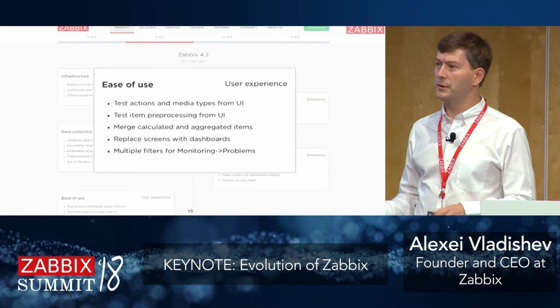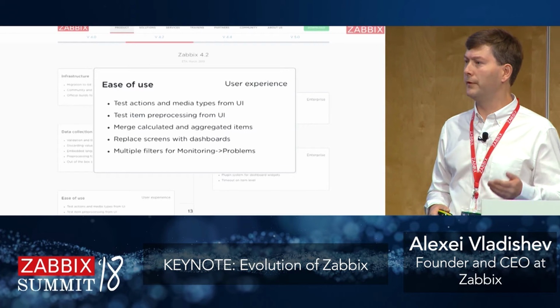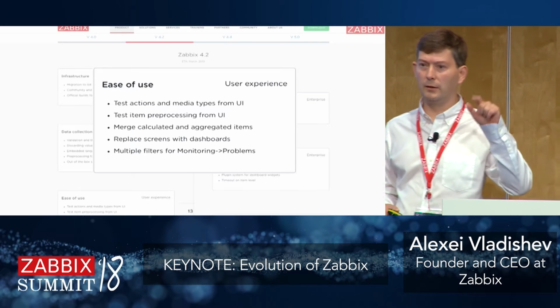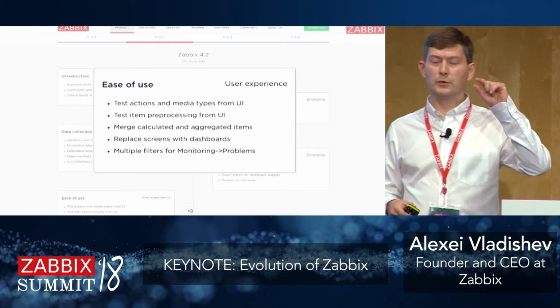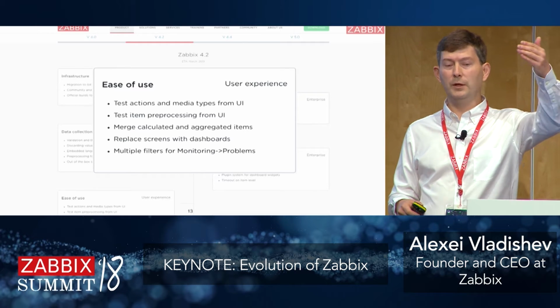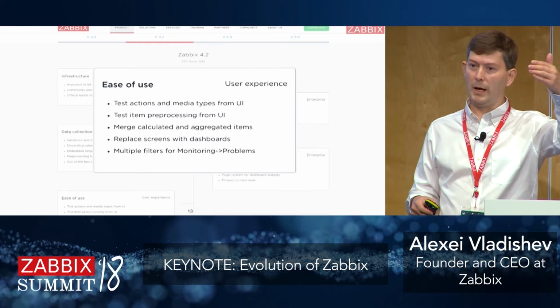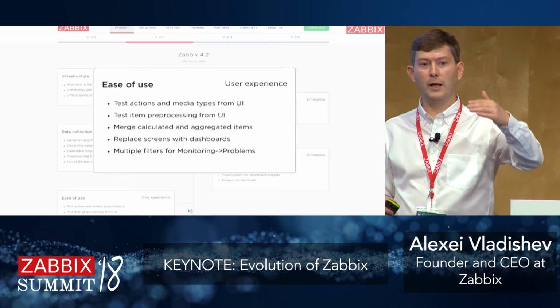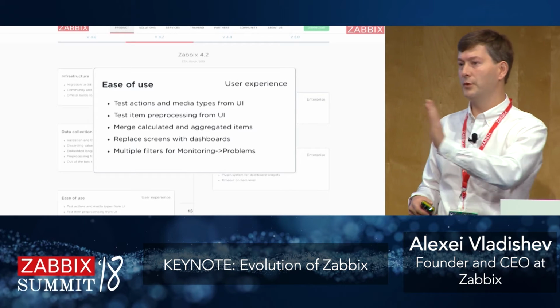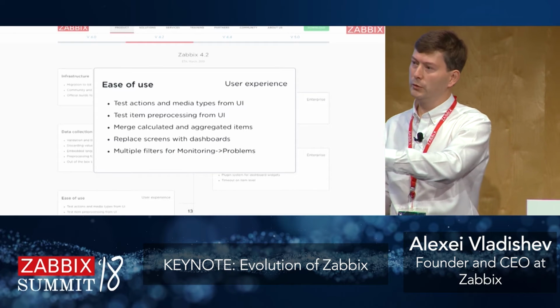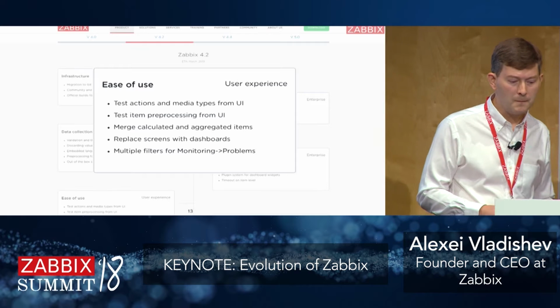And as item preprocessing is getting more complex and more flexible, there must be a way to just press a button: I want to test this preprocessing rule with this input data, and see how this value evolves during the preprocessing steps.